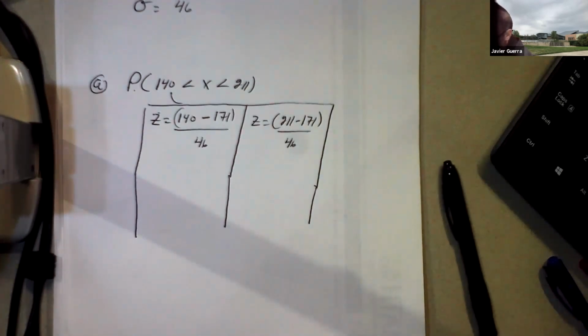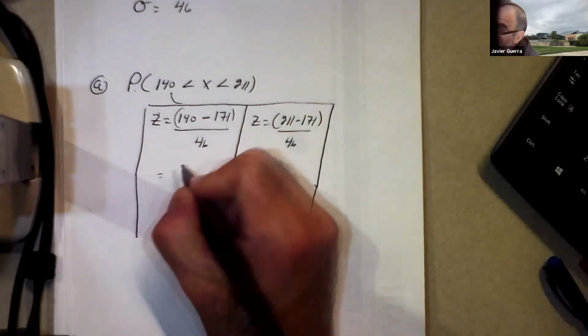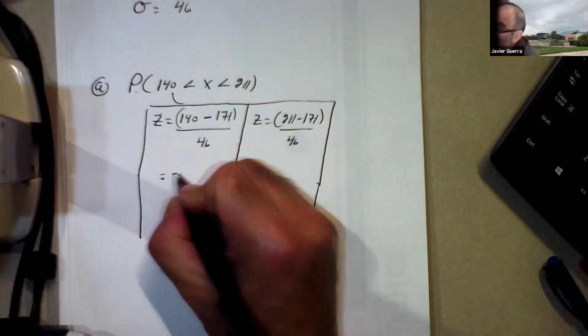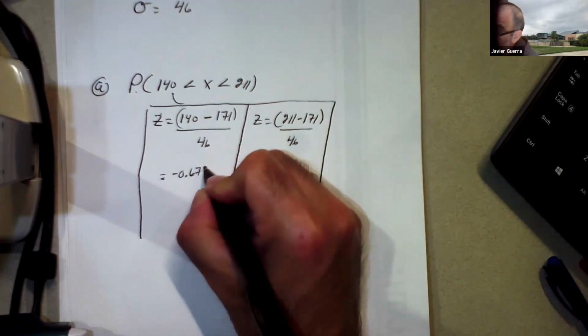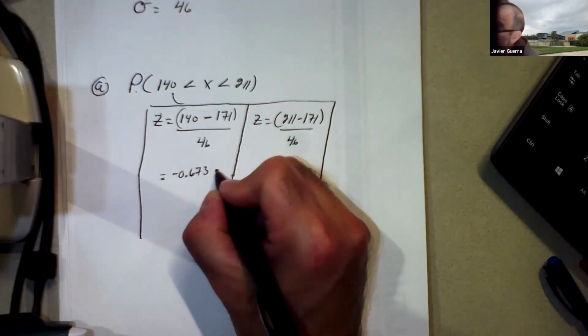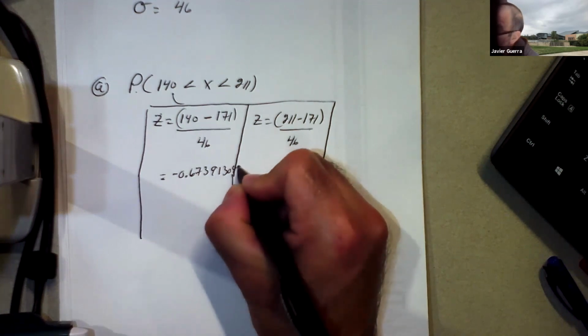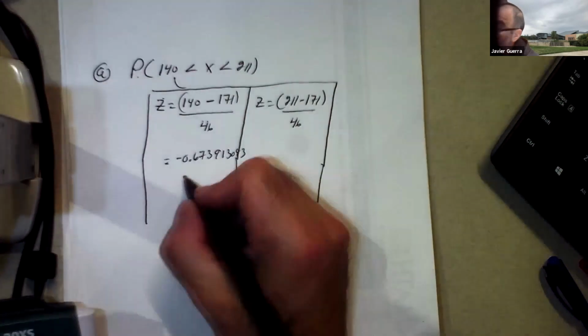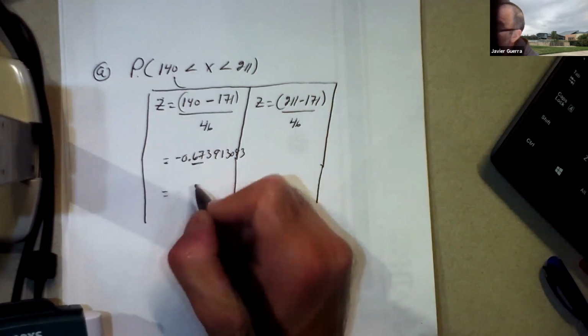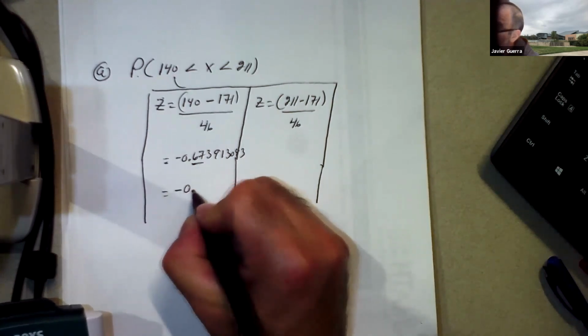140 divided by 46. Oh, I'm going to have to round this one. This one ended up giving me negative 0.673913043, something like that. So I'm going to have to cut it off at 2. So this ends up being negative 0.67.